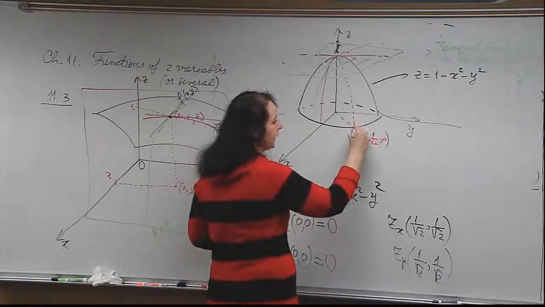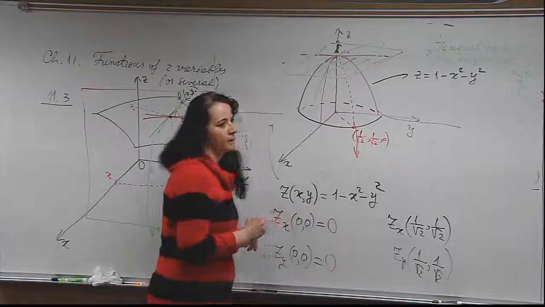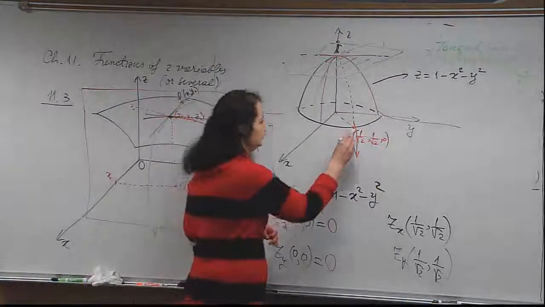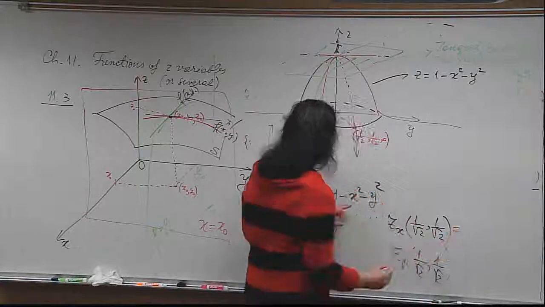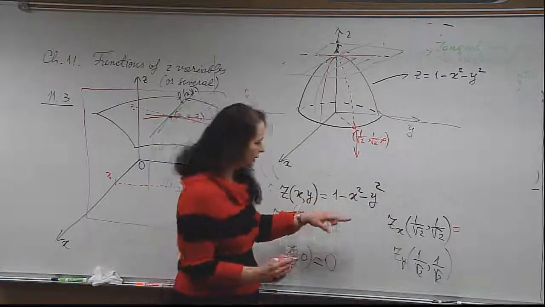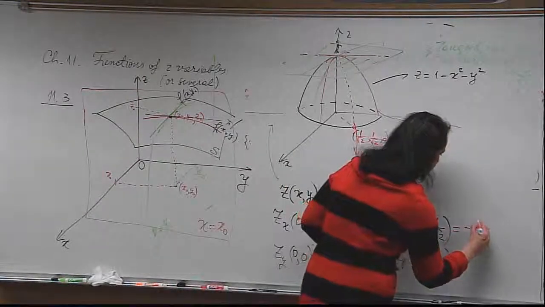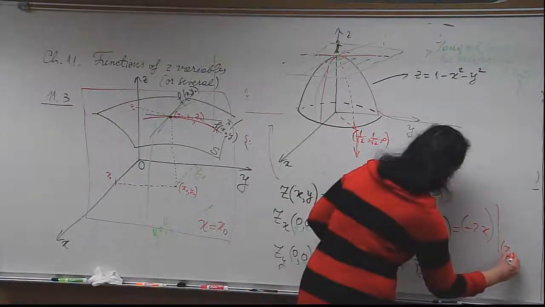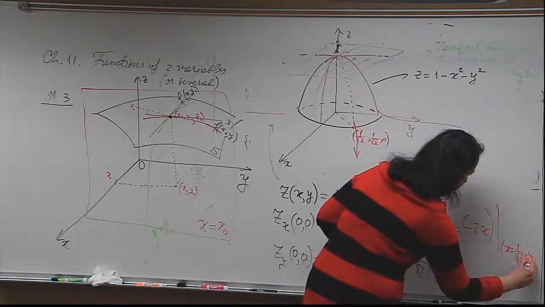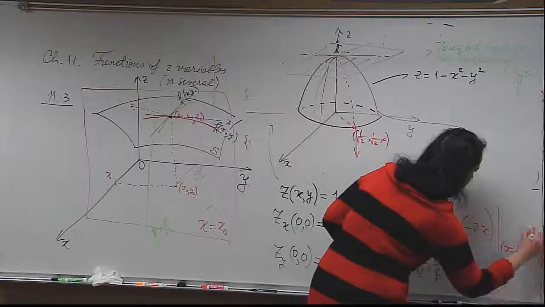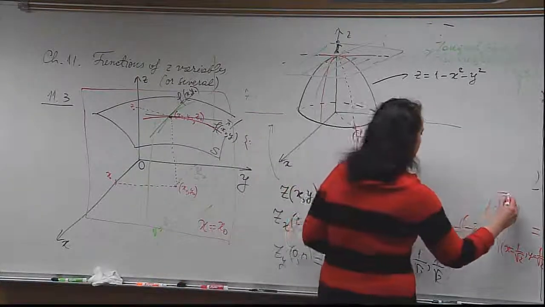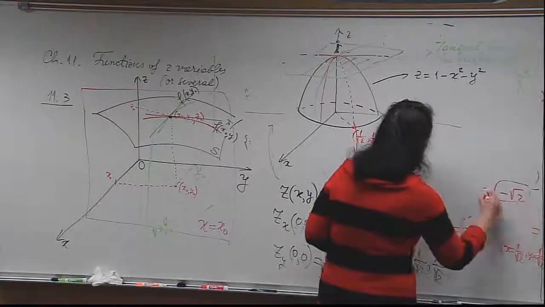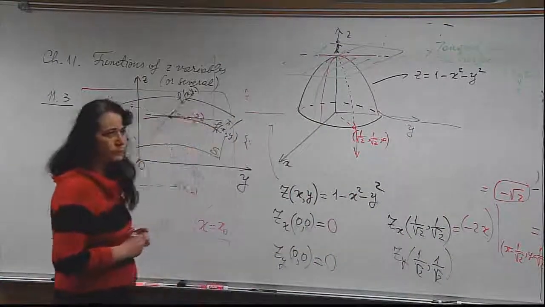And the slope of the tangent would be funny. Let's see what you need to do. You need to say, okay, prime with respect to x, minus 2x, and then at the point x equals 1 over root 2, y equals 1 over root 2, you just plug in, and what do you have? Negative square root of 2. Oh my God, that is really bad as a slope.